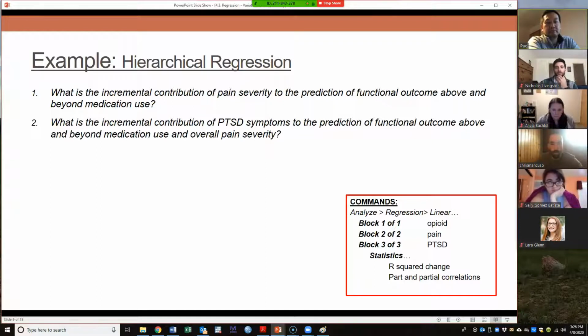Okay. And so my question is, what's the incremental contribution of pain severity to the prediction of functional outcome above and beyond medication use? And two, what's the incremental contribution of PTSD to the prediction of functional outcome above and beyond medication use and pain, right? So we're using kind of a step-up procedure here. In SPSS, what I would do, and you can see this in the video, is go through our linear regression, put opiate use in block one of one, then go to the second block, pain, and PTSD in the third one. And then in our statistics, we're asking for R squared change and part and partial correlations.